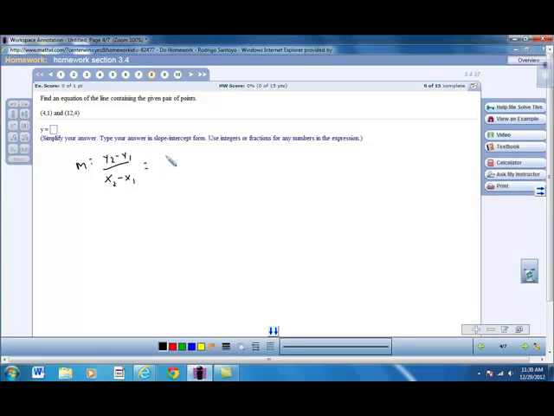So we get 4 minus 1 over 12 minus 4, 3/8 is our slope. So now we go back to our equation, y equals mx plus b, and just like we did the last problem, pick any one of these 2 points. I'm just going to pick this one because the numbers are smaller.